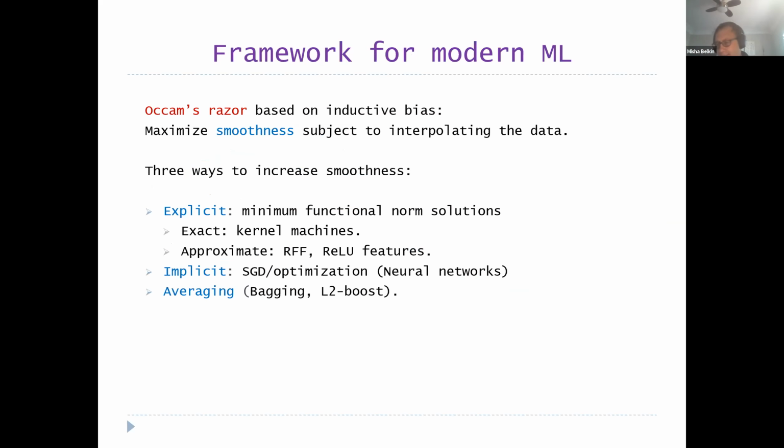So here is a summary, and here is the framework, the way at least I've been thinking about this. You think about this as an Occam's razor based on the inductive bias. And what is Occam's razor? Occam's razor in the classical form is something like: do not multiply entities beyond necessity. Basically, you want to choose the simplest explanation for your data. So reformulating it in a more modern way, choose the simplest explanation which is consistent with data.